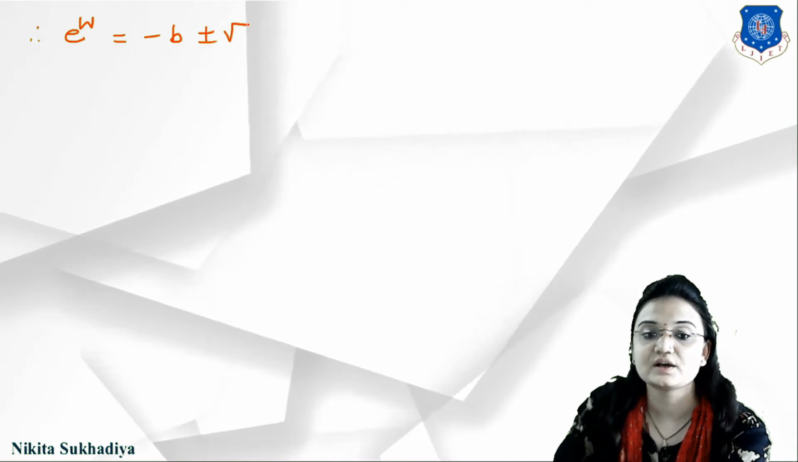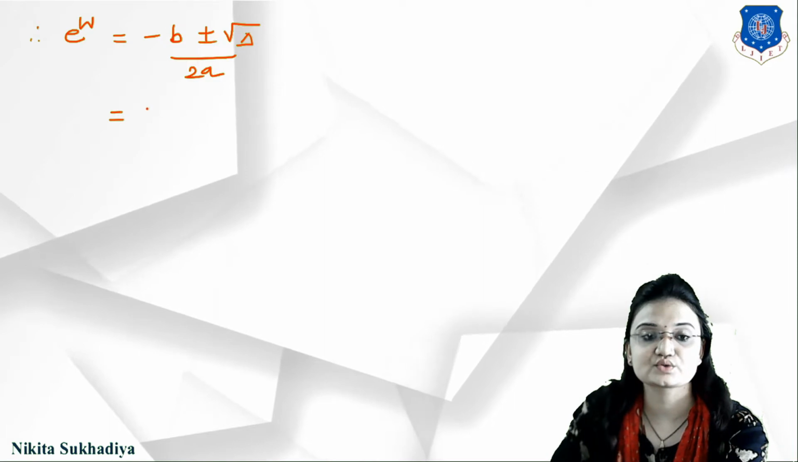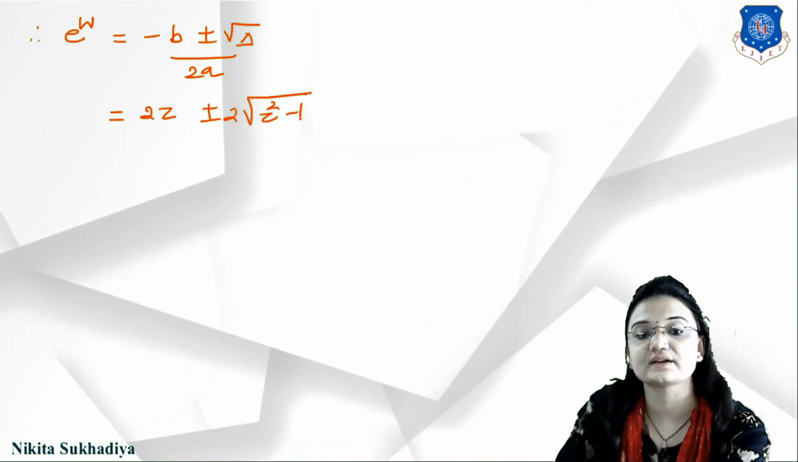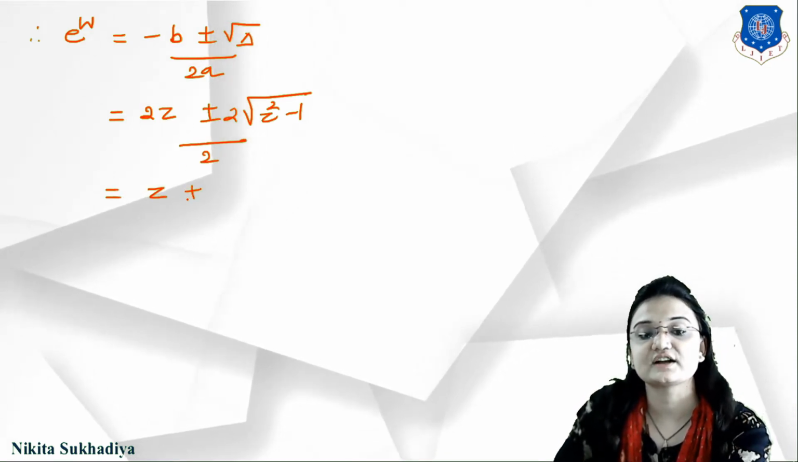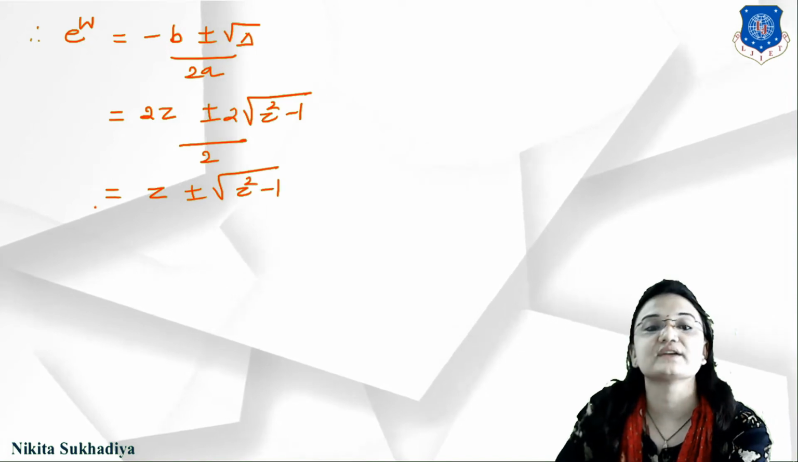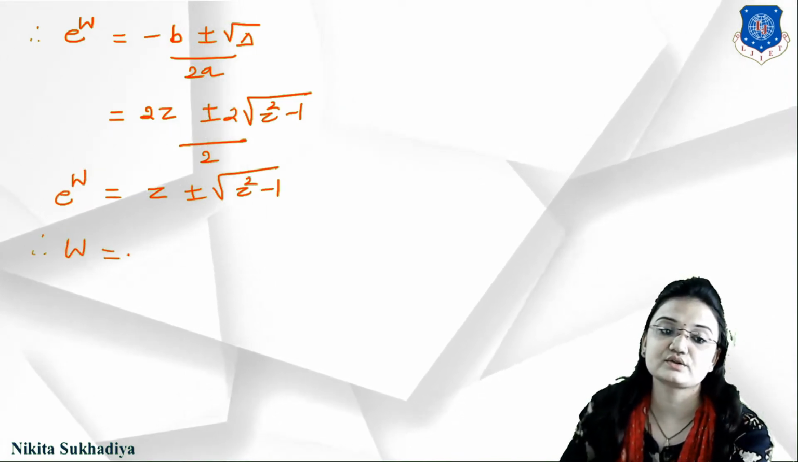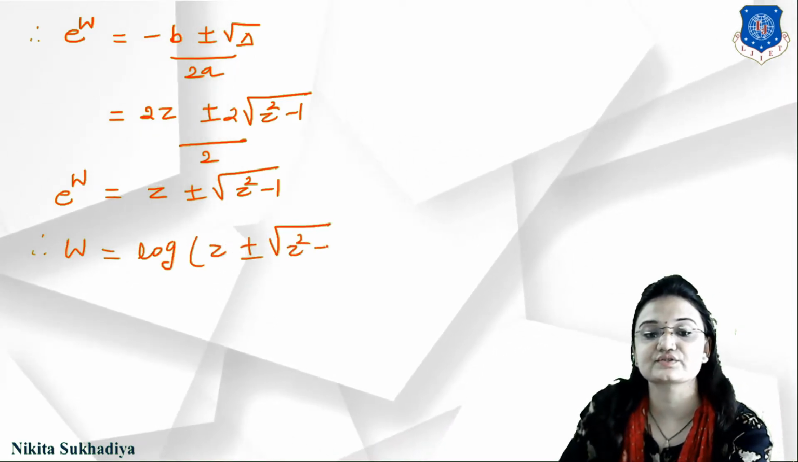Okay, so now this is the quadratic equation of e raised to w. So we have e raised to w is equal to minus b plus or minus under root of delta divided by 2a. Minus b is minus 2z, so this will become plus 2z plus or minus 2 under root of z square minus 1 divided by 2. And by taking 2 common, this will become z plus or minus under root of z square minus 1. That is e raised to w. So now w is equal to nothing but logarithm of z plus or minus under root of z square minus 1.